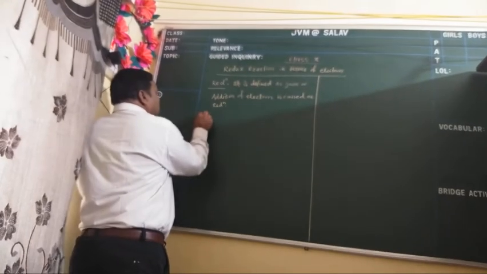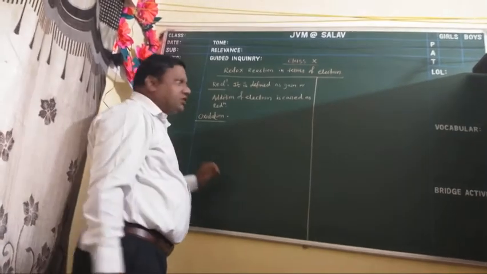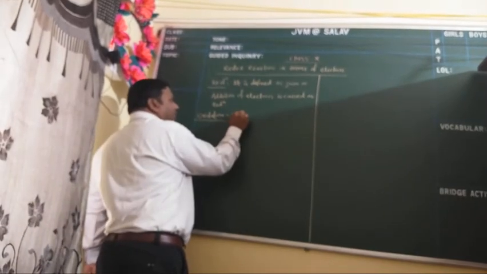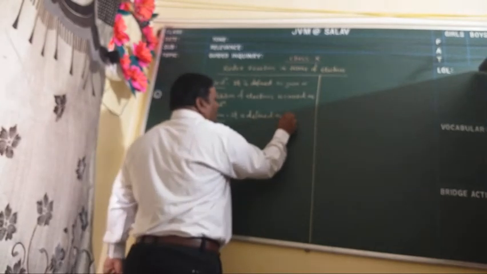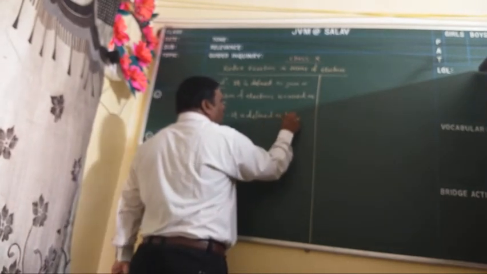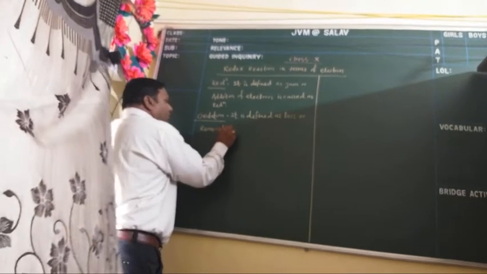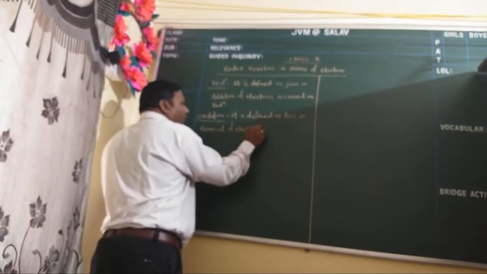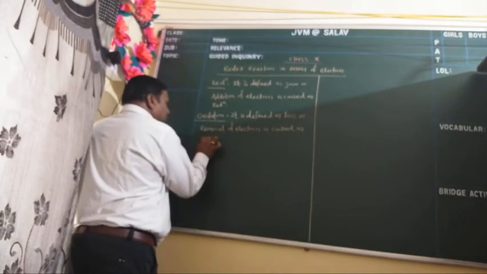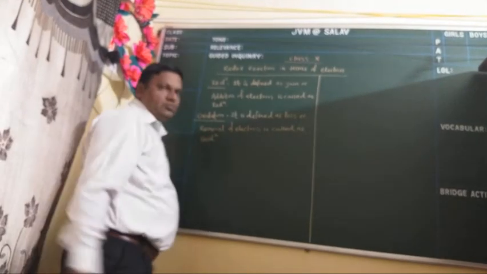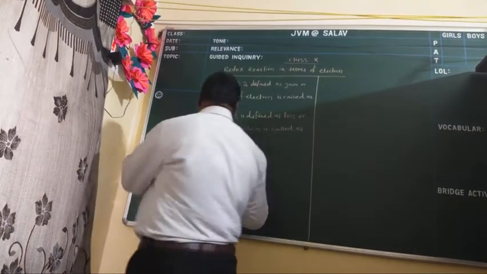Second, oxidation. Oxidation is defined as loss or removal of electron. It is called oxidation. If the electron is lost or removed, that is called oxidation.